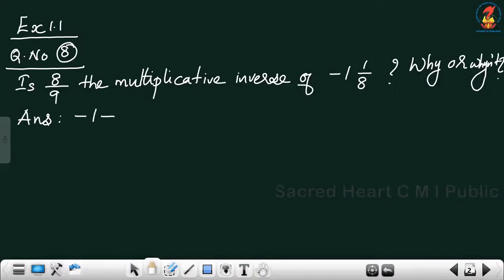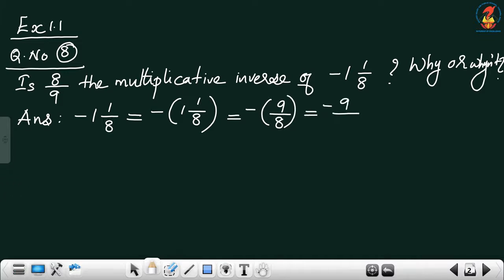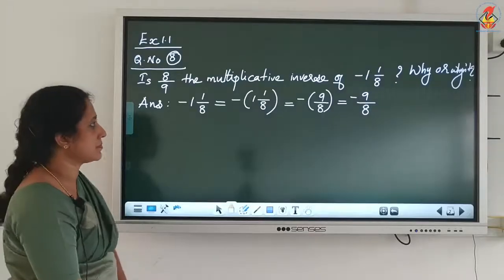Negative 1 and 1 by 8 is equal to negative of 1 into 8, 8 plus 1, 9, so 9 by 8. So the rational number form is negative 9 by 8, or negative of 9 by 8. That is the given rational number.